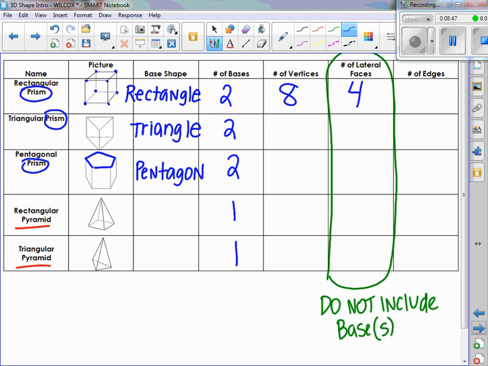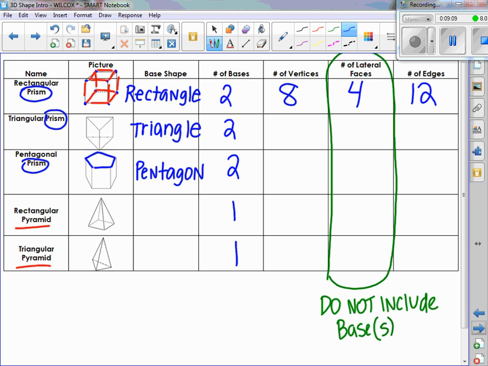And then the last column, how many edges would this prism have? So let's go back to think about our top and our bottom. I have 4 edges around the top, I have 4 edges around the bottom, and then I have 4 sides that make up my height. So altogether for edges, that makes a total of 12.